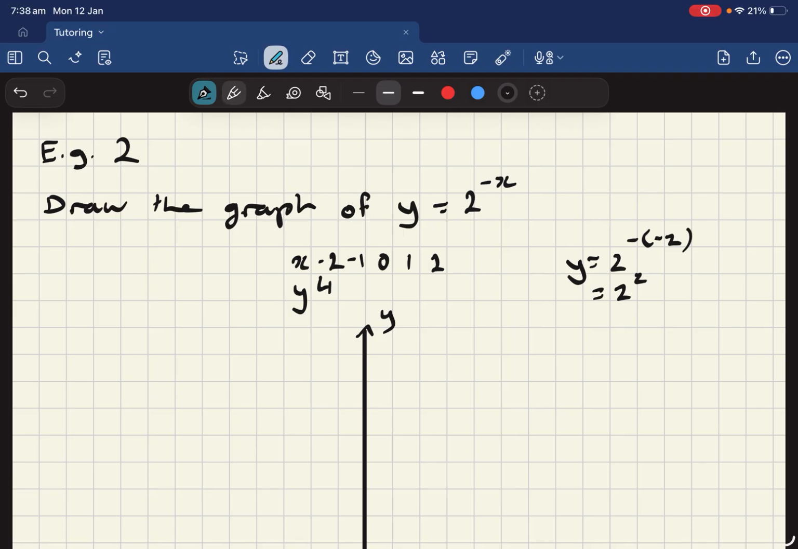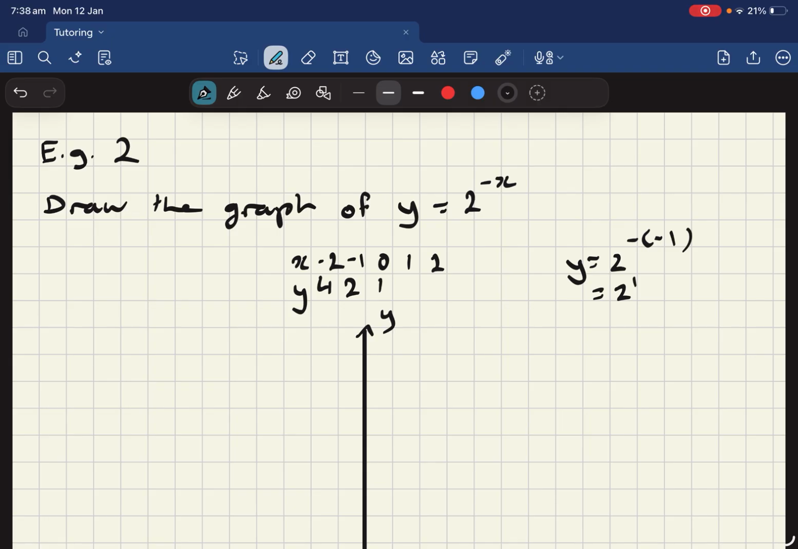Same thing is going to happen if we change this to -1. I'm going to get 2 to the power of +1, which just gives me 2. 2 to the power of -0 is the same as just saying 2 to the power of 0. Anything to the power of 0 always gives us 1.